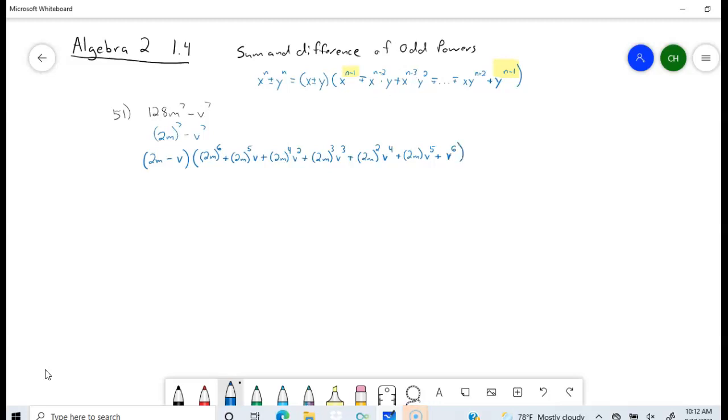All right. Now I need to simplify it a little bit. I need to make it look a little bit prettier. You'll probably want to use your calculator on these whenever you start getting up into these big numbers. So my final answer is going to be 2m minus v. Nothing I can do in there. 2 to the 6th power is 64, and then m to the 6th. Plus 2 to the 5th power is 32, plus 2 to the 4th power is 16. Oop, I forgot my v over here.